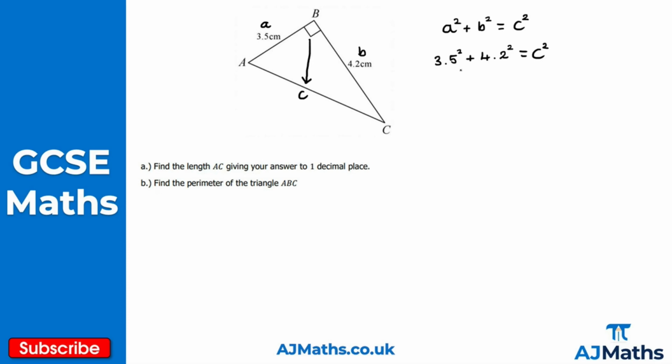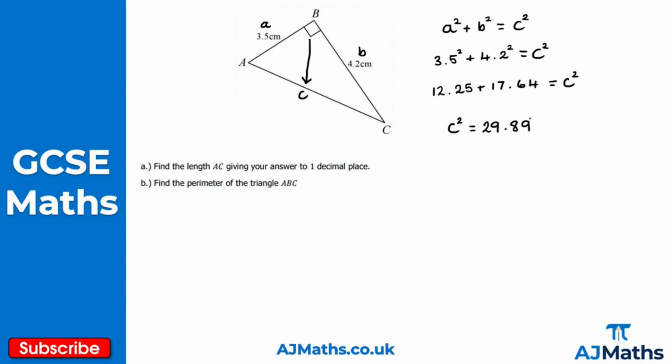Now we've got decimals here, which is absolutely fine to use a calculator for. 3.5 squared is 12.25, plus 4.2 squared, which is 17.64, and that's equal to C squared. I'm going to write this C squared on the left-hand side. You don't have to do this, but it's something I like to do. Then I simplify this side: 12.25 plus 17.64 gives me 29.89.